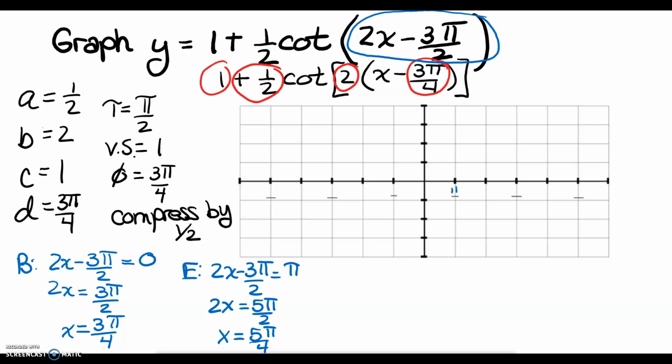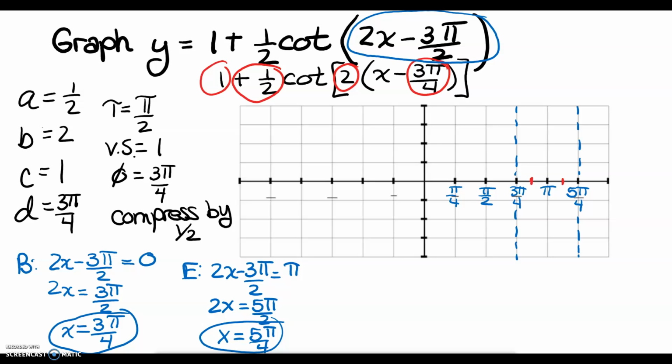So this is going to be pi over 4. 2 pi over 4 is pi over 2. 3 pi over 4. 4 pi over 4 is pi. 5 pi over 4. So my asymptotes are going to be at 3 pi over 4 and 5 pi over 4. And I'm going to have to divide these into 4 equal parts, which means I'm going to have to add some labels.